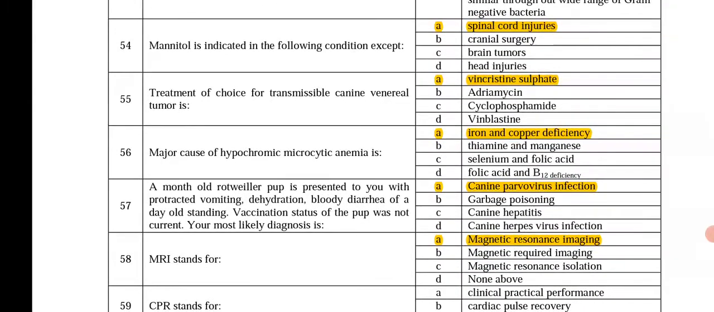Major cause of hypochromic microcytic anemia is iron and copper deficiency. A month-old Rottweiler pup is presented to you with protracted vomiting, dehydration, and bloody diarrhea of a day's standing. Vaccination status of the pup was not current. Your most likely diagnosis is canine parvovirus infection.